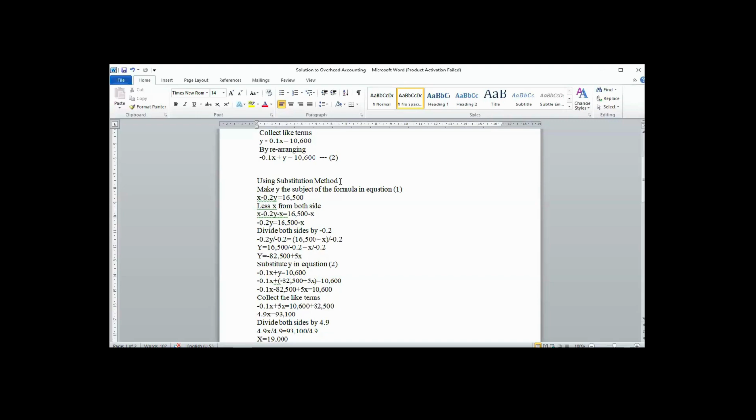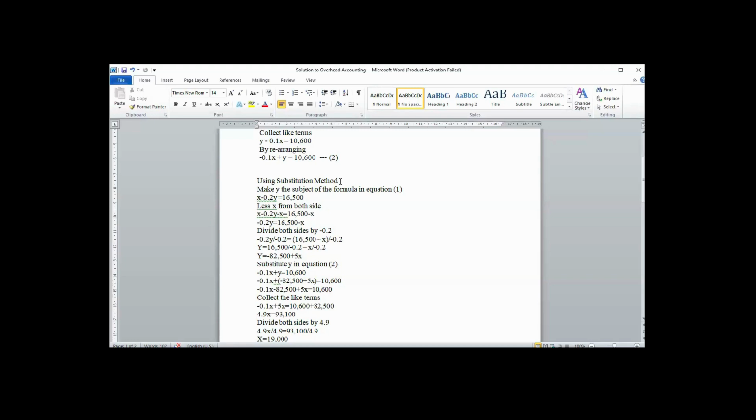Then when we divide 16,500 by minus 0.2, what we got is minus 82,500. Then minus x divided by minus 0.2. That means that you have an invisible 1 beside your x. The coefficient of your x is minus 1. Minus 1 divided by minus 0.2 gives us 5. Minus cancels minus. What we have left is 5x.